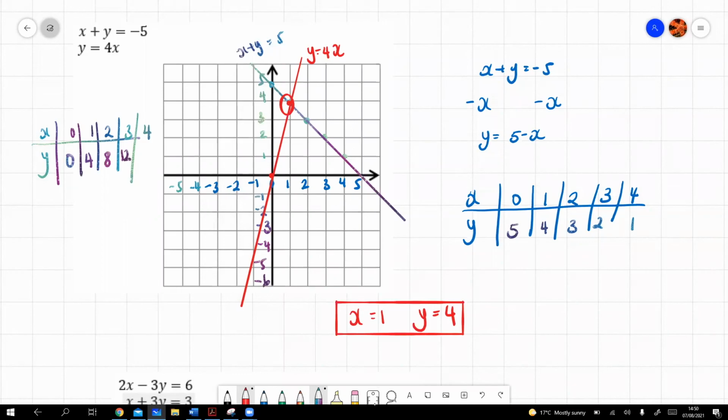So that was today's lesson on solving simultaneous equations graphically. These were linear equations and we've solved them graphically. Hope this lesson was useful for you. Thank you for watching.